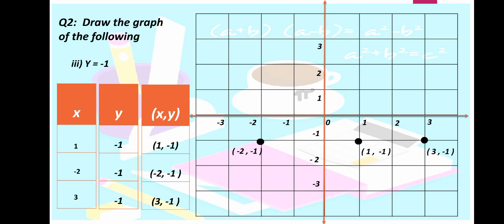After mentioning these ordered pairs, join these points with the help of a line. So this is the graph of y is equal to -1.